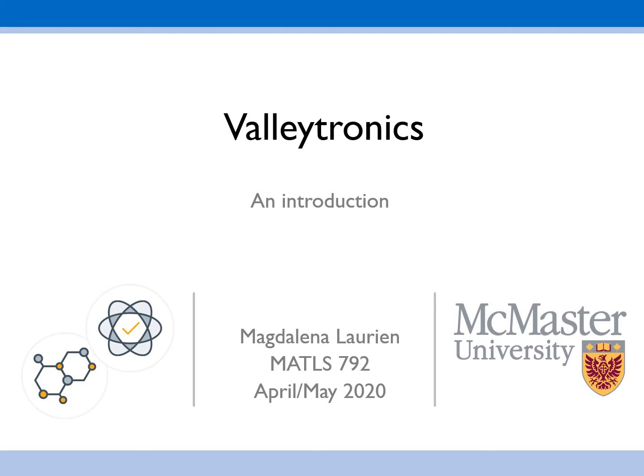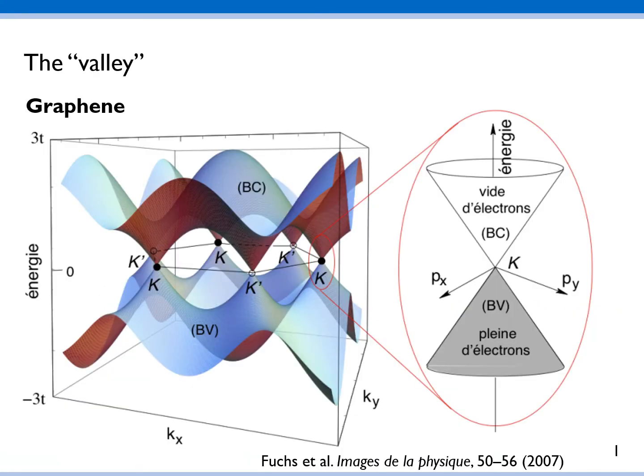So let's get started. The first question we have to answer is, what is the valley? And how can we do Valleytronics using the valleys? So let's have a look at that. Here we can see the band structure of graphene. Graphene has a hexagonal crystal structure, and its Brillouin zone is also hexagonal. We can see here, and this is the conduction band. At certain points at the edges of the Brillouin zone, the conduction band goes down to a minimum, and those minima are the valleys in graphene.